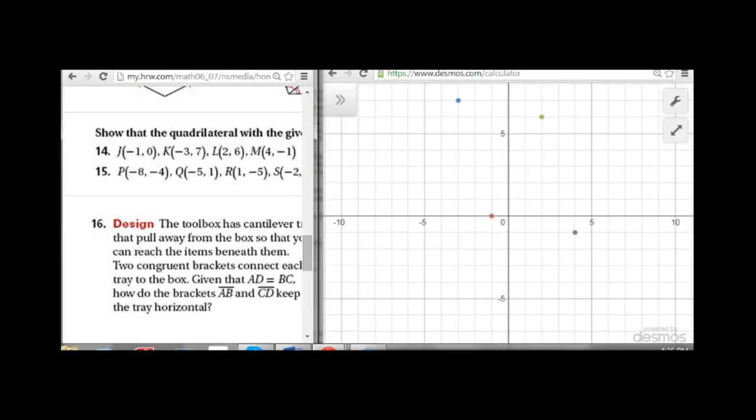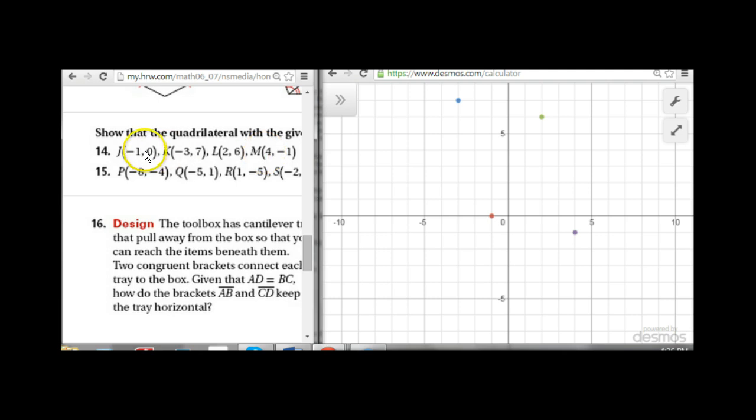Okay, number 5 on your handout asks you to solve number 14 in the book. So this is what number 14 looks like. Number 14 asks us to show that the quadrilateral with the given coordinates is going to form a parallelogram. So you're going to prove that this is a parallelogram.